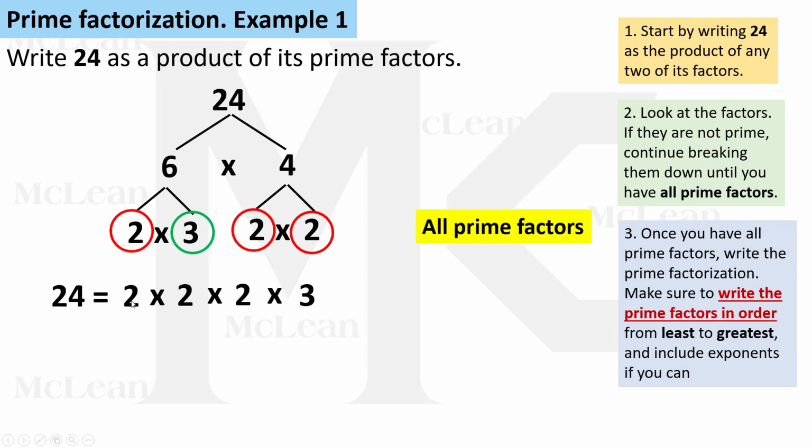Is it correct? 2 twos are 4. 2 fours are 8. 3 eights are, yep, 24. It's correct.